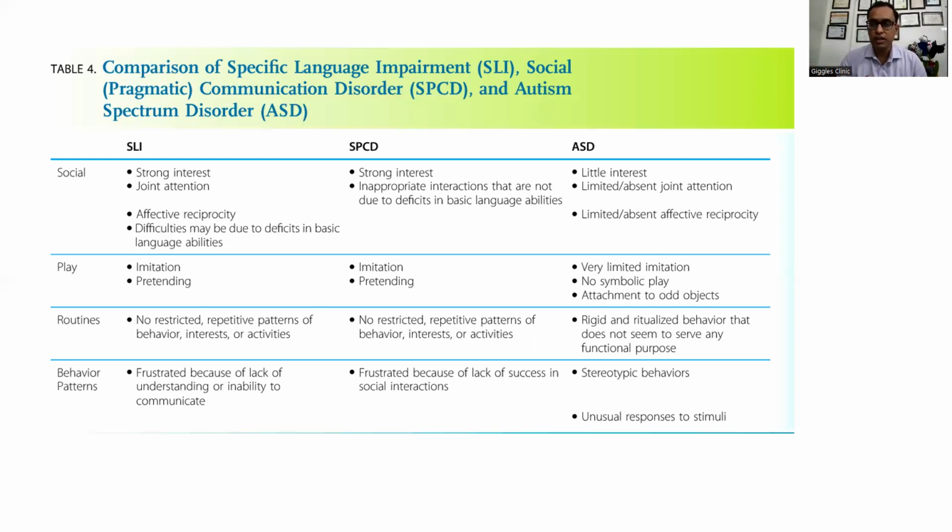But how to differentiate whether he has a specific language impairment or social communication disorder? That is not our job. That is the job of a speech language pathologist, if I talk technically. But for ourselves and for the caregivers, it is important to be able to differentiate my child from ASD, and my child from a speech language delay or social communication disorder. In social communication disorder, there will be good imitation skills, good pretend play, and no typical stereotypic movements, what we call stimming.